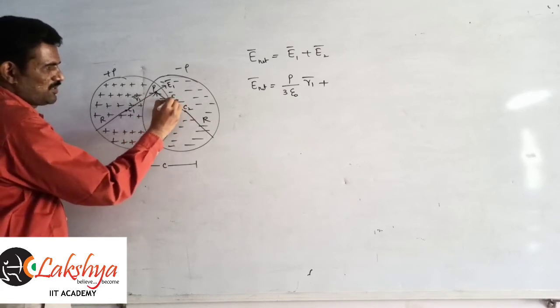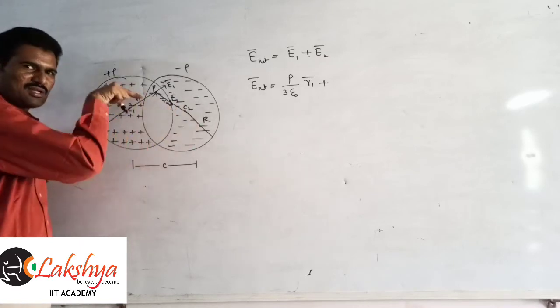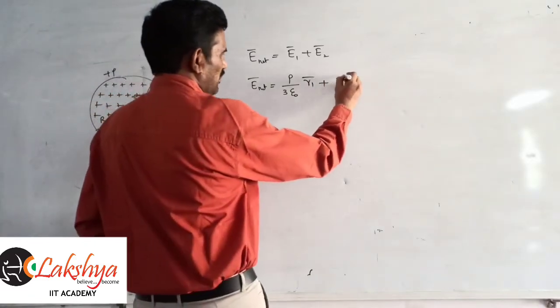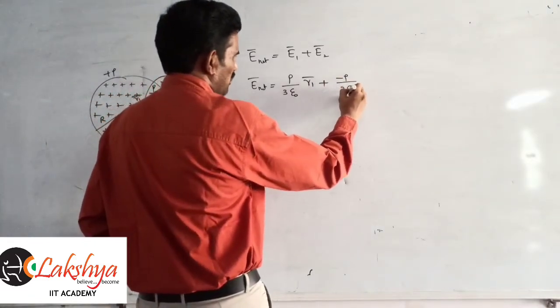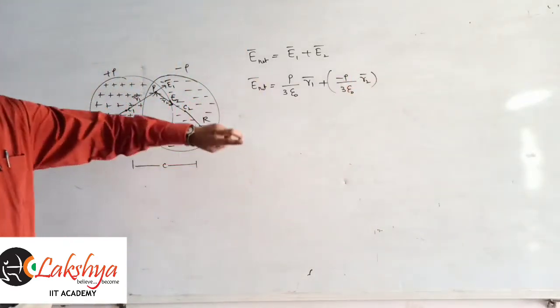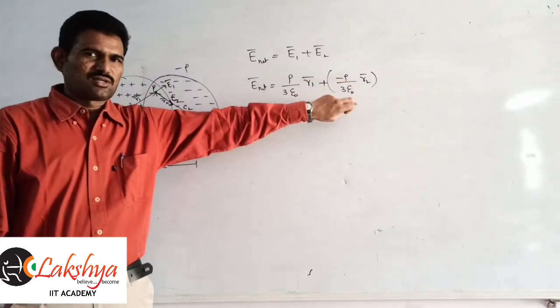So E2 bar will be along this direction, that means towards the center. R2 bar is directed away from the center, but E2 bar will be towards the center. That's why we need to take the negative sign there. So minus rho by 3 epsilon naught into R2 bar we can write. That is our E2. Whenever a negative charge density is there, you need to remember this point: you need to take the negative sign in vector form.